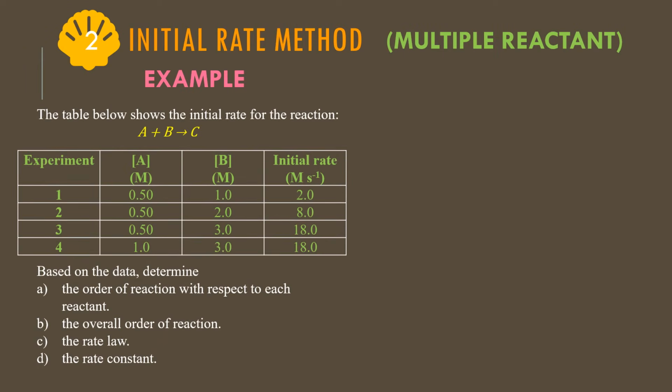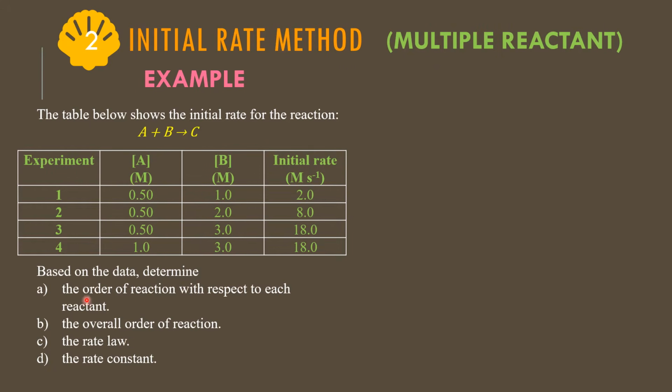Example. The table below shows the initial rate for the reaction A plus B produce C. Based on the data, determine A. The order of reaction with respect to each reactant, B. Overall order of reaction, C. The rate law, D. The rate constant.